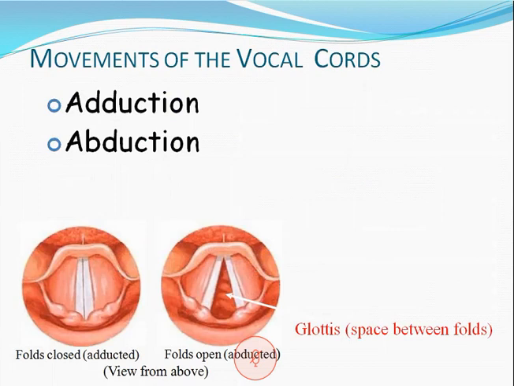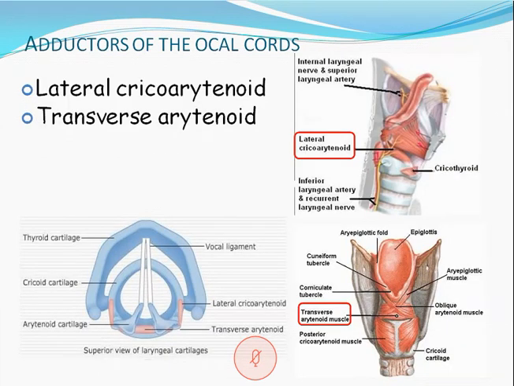The movements of the vocal cords are divided into adduction and abduction. This is adduction and this is abduction. The glottic space is open in between. The adductors of the vocal cords are the lateral cricoarytenoid and transverse arytenoid. See, this is the lateral cricoarytenoid and the transverse arytenoid. They make the vocal cords come together. This is how they act.